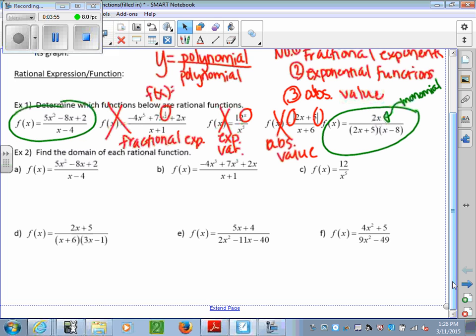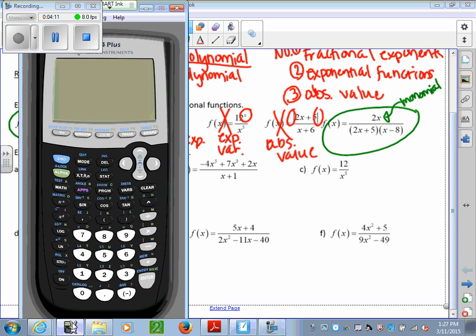So that's the definitions. Now we want to talk about finding the domain of rational functions. To find the domain of rational functions, there's two ways you can do this: in the calculator, or by looking at your denominator. So let's talk about the calculator way first. Let me pull up my calculator. We'll just do this first example.